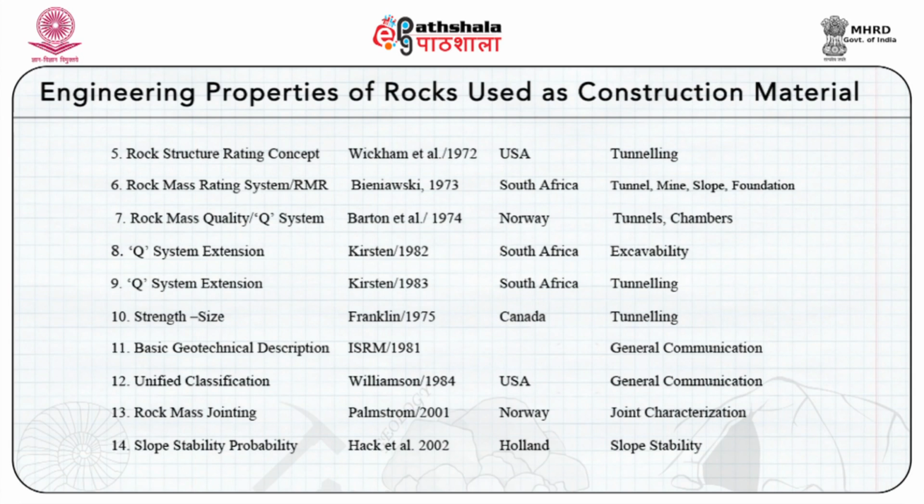Then we have a lot of extensions of the RMR system as well as the Q system for different purposes. For example, Kirsten has used it for excavability and tunneling. Then we have other important classifications: strength-size, basic geotechnical description, unified classification, rock mass jointing, and slope stability properties. So these were the important engineering classifications of rock mass.